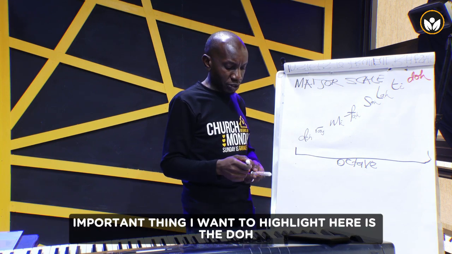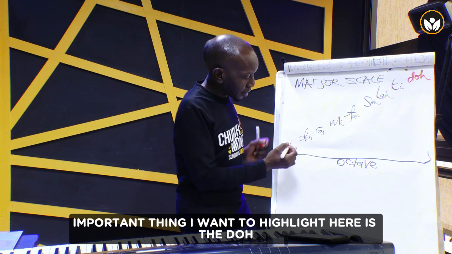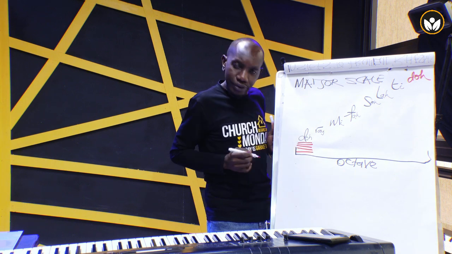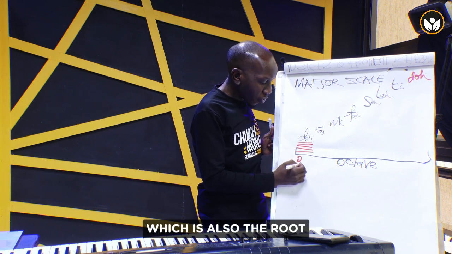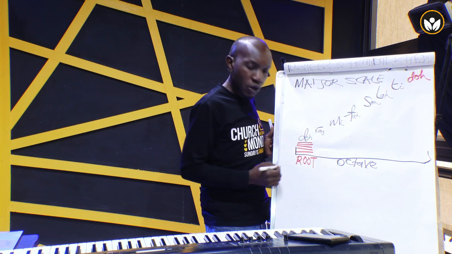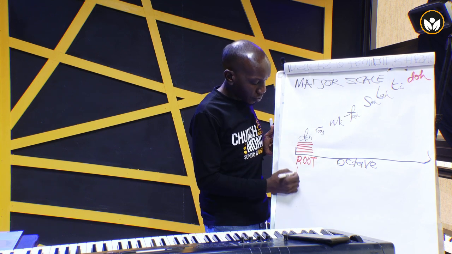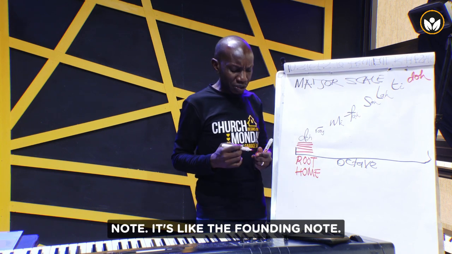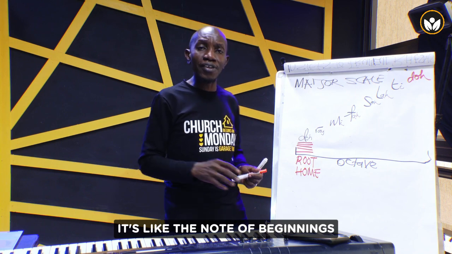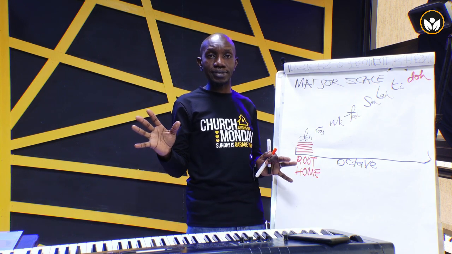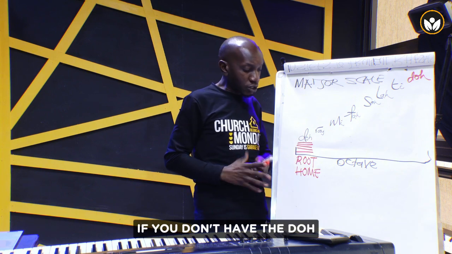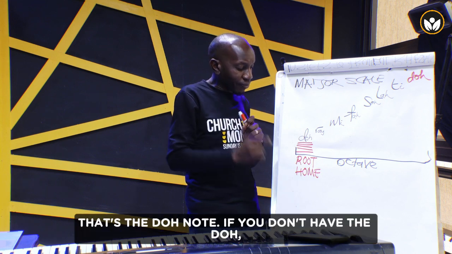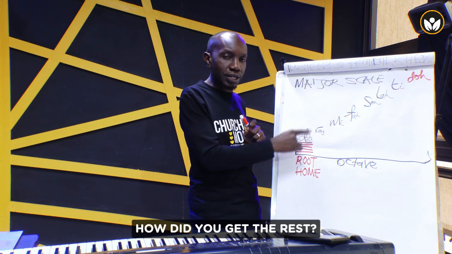The third important thing I want to highlight here is the do, which is also the root, which is also the home note. It's like the founding note. It's like the pillar note. It's like the note of beginnings. In other words, if you don't have the do, it's like the ruler, how it has the 0 point. That's the do note. If you don't have the do, how did you get the rest?